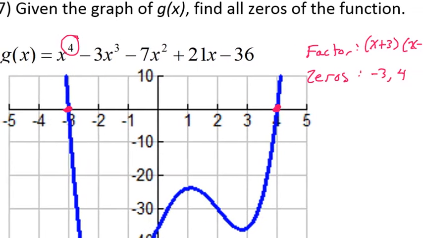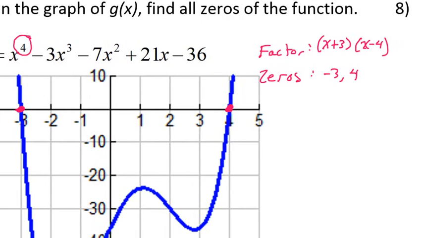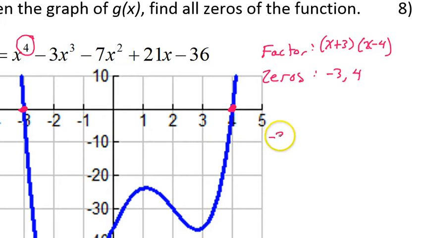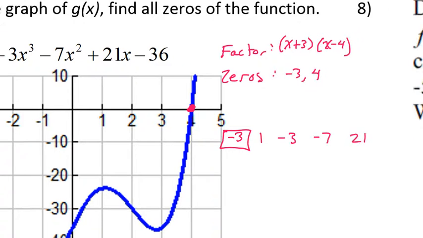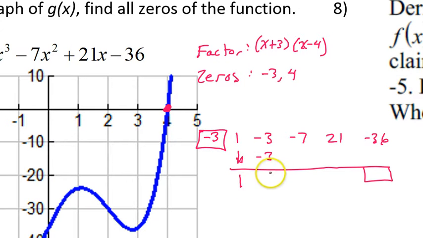All right, so we found 2 zeros, but we need to find the rest. The way we'll do that is by using synthetic division. I'm going to use the 0 of -3, and I've got the coefficients 1, -3, -7, 21, and -36. It doesn't matter whether you use the -3 or the 4. I bring down this 1. 1 times -3 is -3. -3 and -3 make -6. -6 times -3 is positive 18.